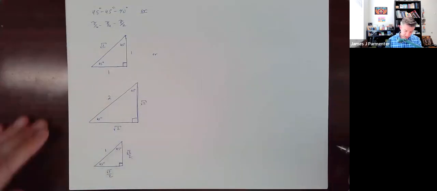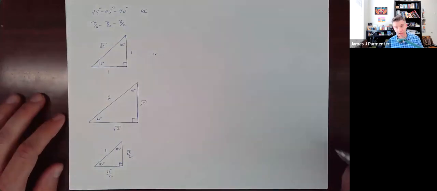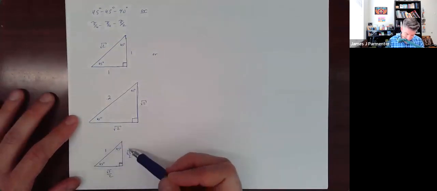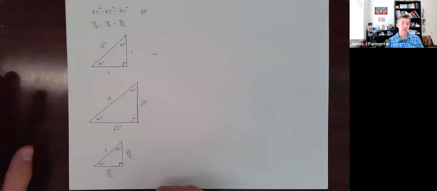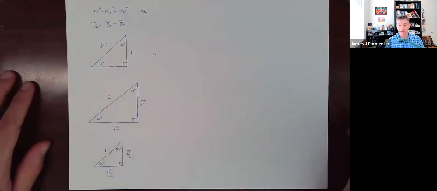So there's three good ways. And the reason I'm really talking about this is because writing it this way is going to be particularly useful when we talk about the unit circle. Okay, let's look at the other one.